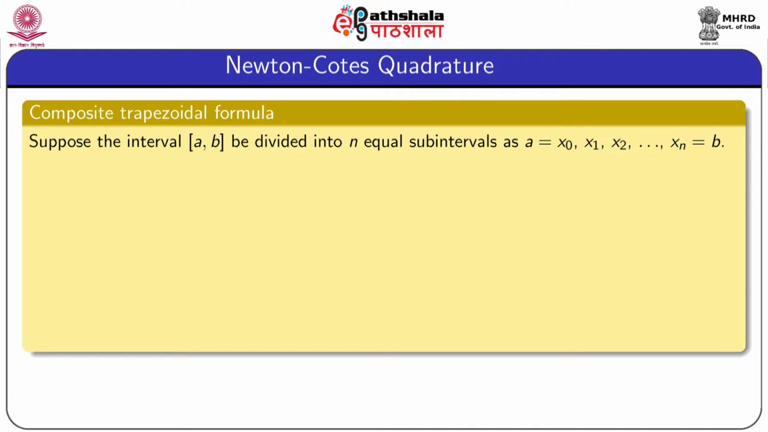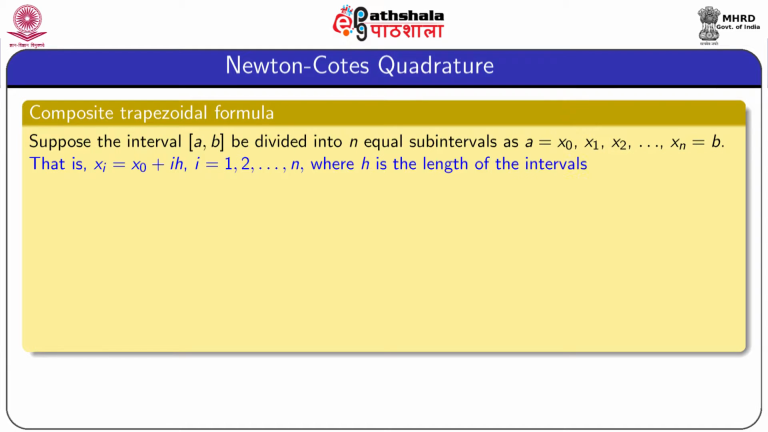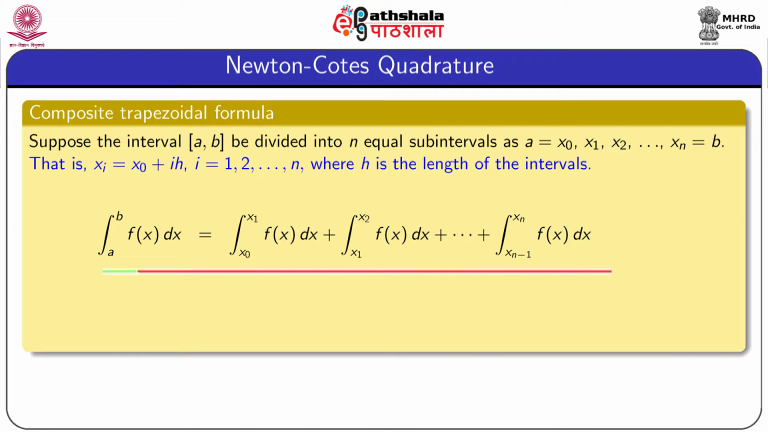This formula can be extended to the whole interval a b by dividing the interval a b into some equal subintervals. So this formula is known as the composite trapezoidal formula. Here we assume that the interval a b is divided into n equal subintervals as a equal to x0, x1, up to xn equal to b, and the arguments are equispaced. Therefore, xi equal to x0 plus ih, where i equal to 1 to n, and h is the length of the subintervals.